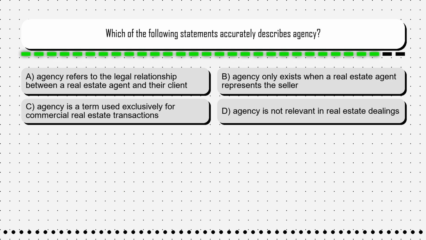Question 82. Which of the following statements accurately describes agency? Option A, the agency refers to the legal relationship between a real estate agent and their client. Option B, the agency only exists when a real estate agent represents the seller. Option C, agency is a term used exclusively for commercial real estate transactions. Option D, agency is not relevant in real estate dealings.